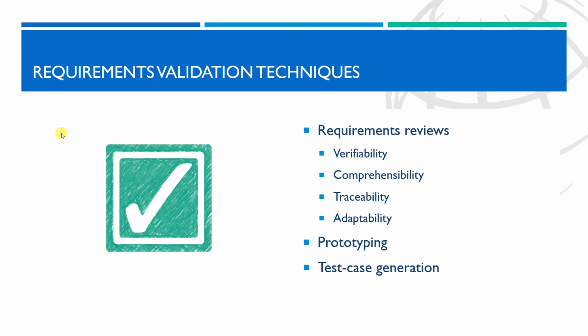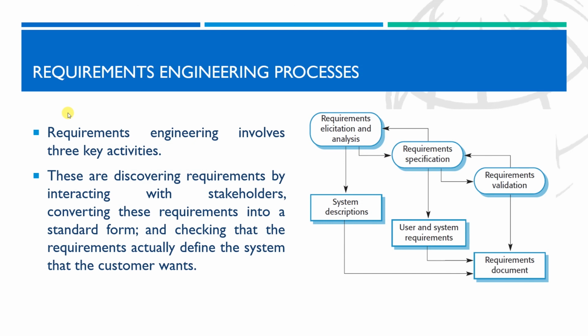Then we have the general requirements engineering process. Requirements engineering involves three key activities. These are discovering requirements by interacting with stakeholders, which we know as elicitation and analysis, and converting these requirements into a standard form, or the specification of the requirements.